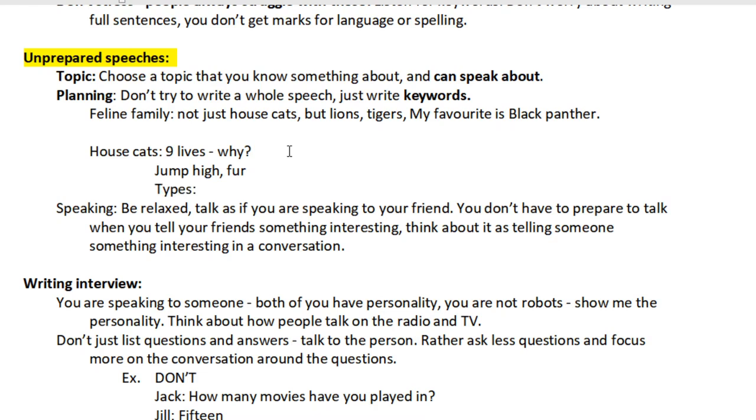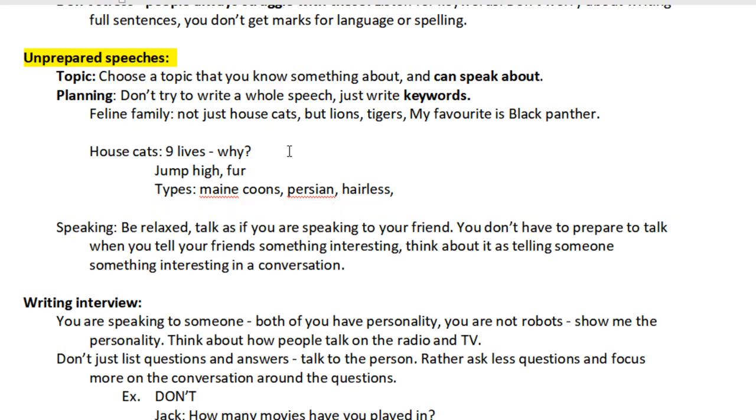So we get, what are those huge cats called? Maine Coon. They are so beautiful. And we've got Persian cats. And we've got hairless cats. Just disgusting, I think. Yeah, and different people like different cats.